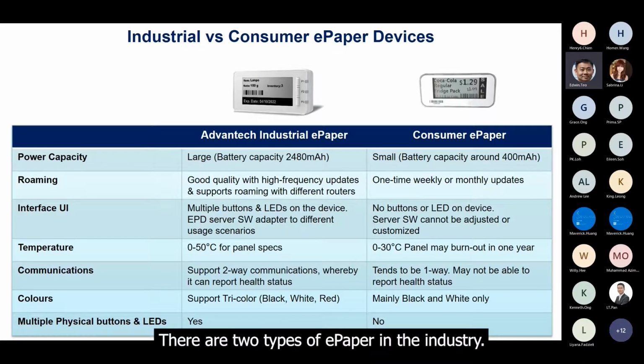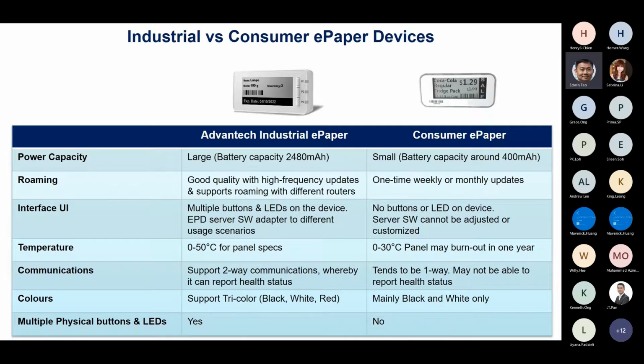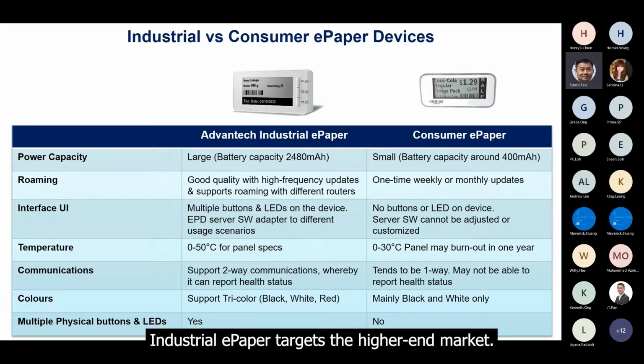Now, there are two main types of ePaper in the industry. Either we are looking at the industrial type of ePaper display or the consumer type of ePaper display. Both in fact have their own focus markets. If you look at consumer ePaper, the cost of deploying it is lower, but it has a few constraints. Industrial ePaper targets the higher-end market, where quality and durability are more important.